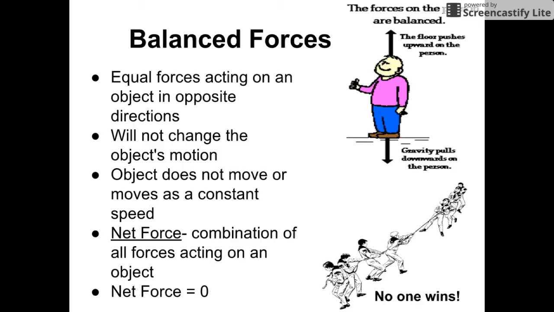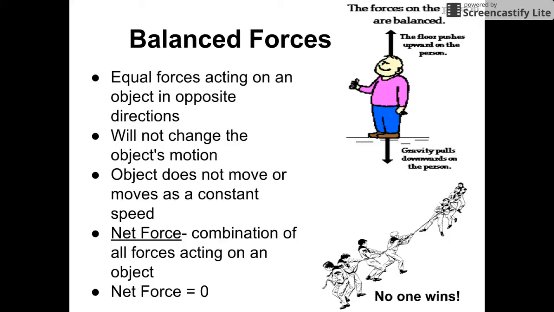This gets at Newton's first law of motion, sometimes called the law of inertia. Objects in motion stay in motion. Objects at rest stay at rest, unless acted on by an unbalanced force. So if the object is stationary, it's not moving, it will continue to not move if those forces are balanced. We also saw in the simulation that if the object is already moving and you apply a balanced force to it, it will continue moving at a constant speed in whatever direction it was already going. That again is that law of inertia.